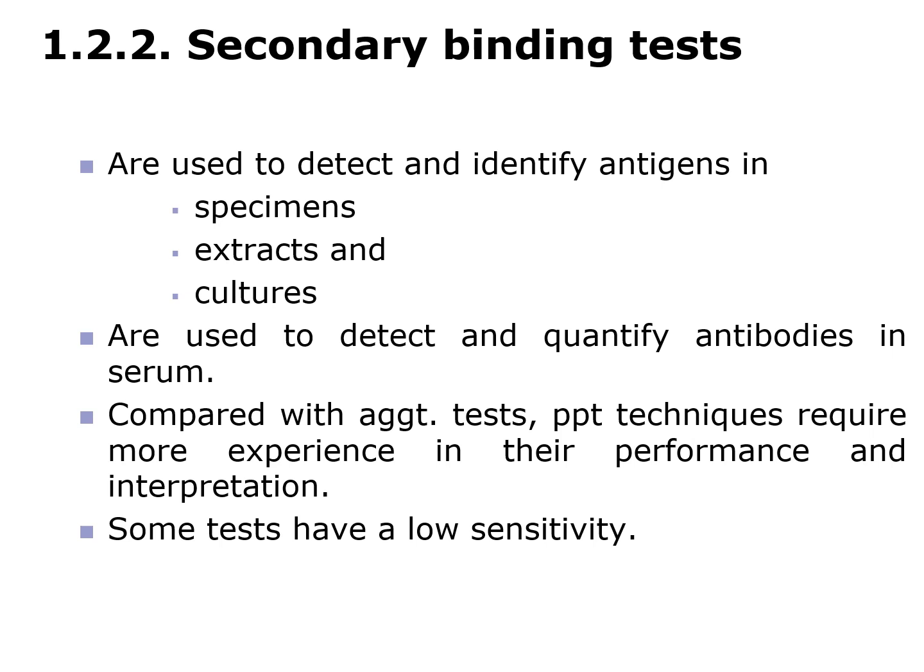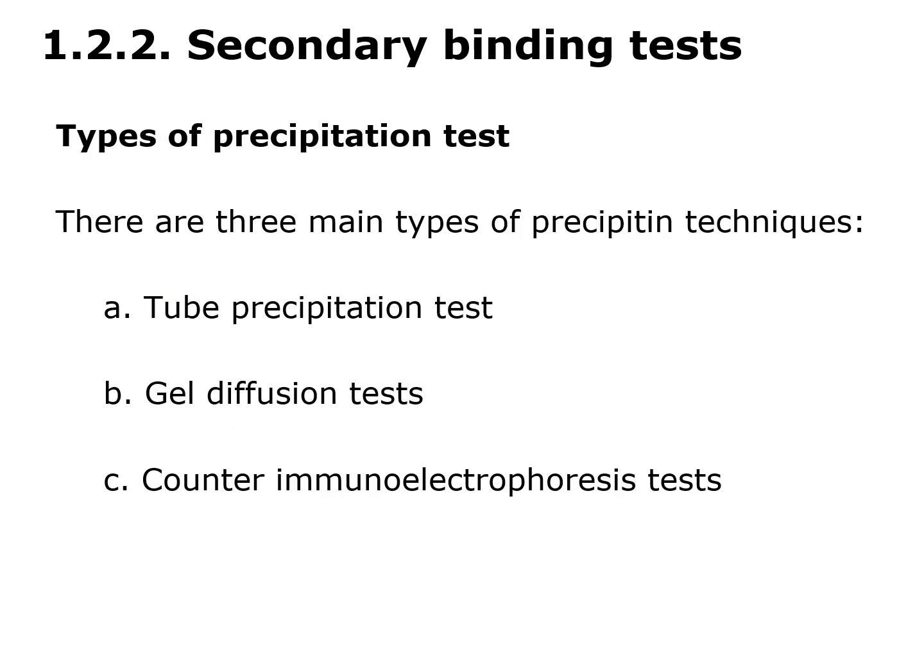Compared with the agglutination test, it requires more experience because most of the time we miss the positive result, right? So the problem with the precipitation test is sensitivity. It may not be very sensitive. Okay, how do we carry out a precipitation test? We can do it using tube precipitation, gel diffusion techniques, and counter immunoelectrophoresis.